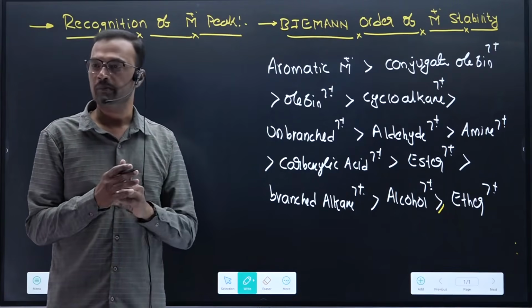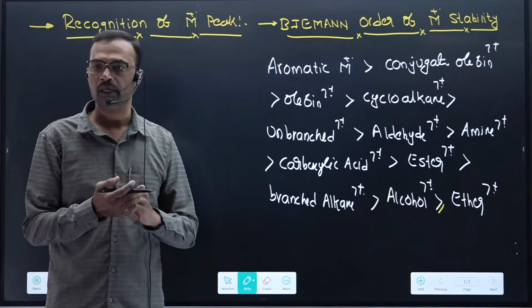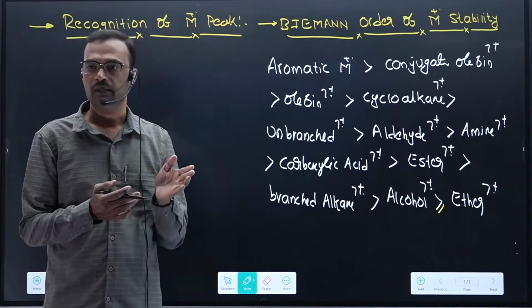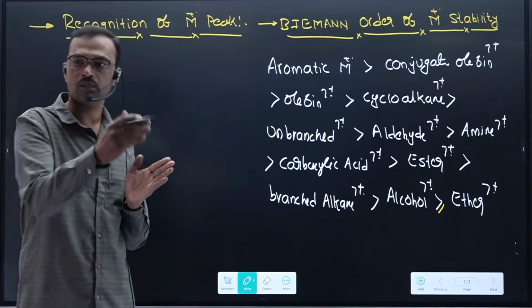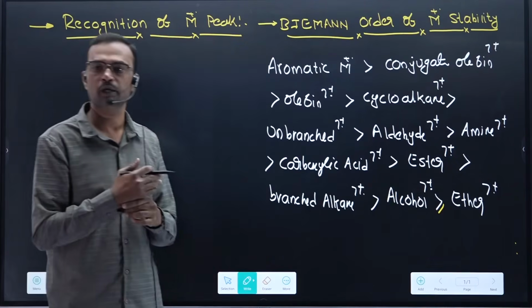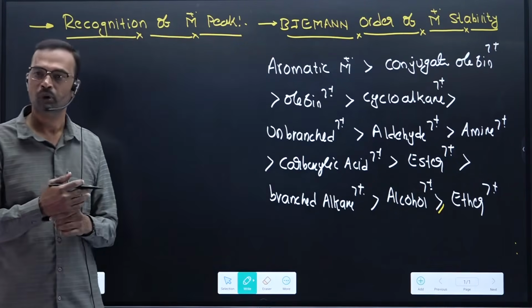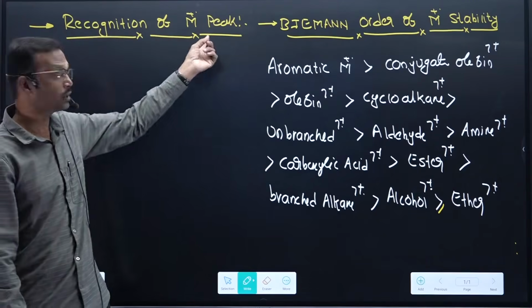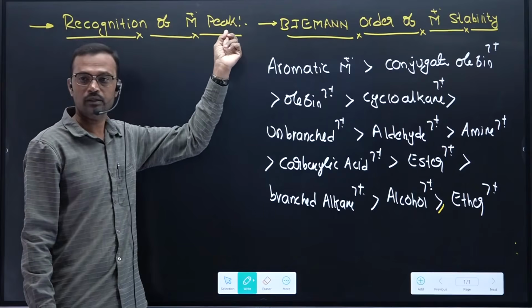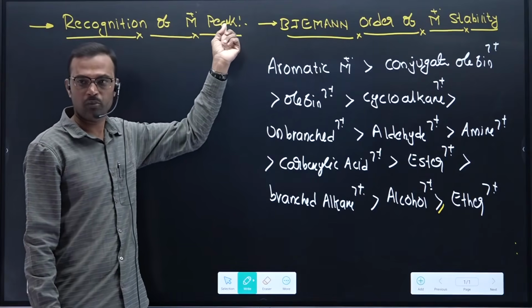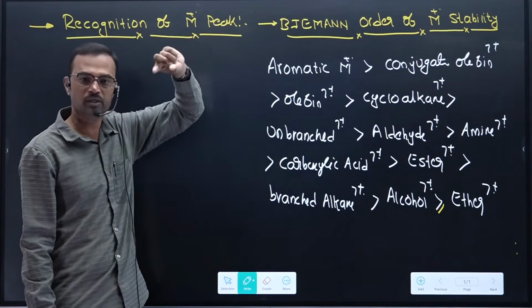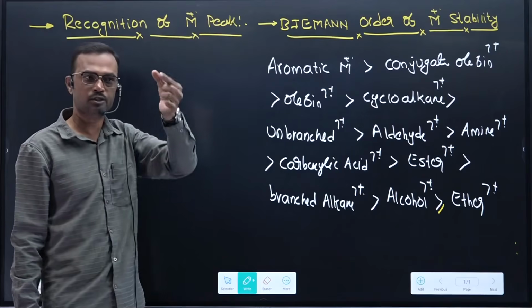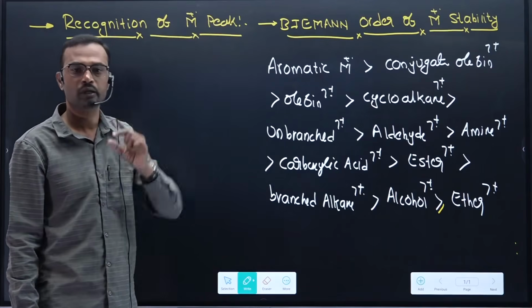So the molecular ion peak is, in mass spectrometry, the peak which appears at last. That peak most commonly behaves as the molecular ion peak. So the molecular ion peak intensity depends upon which one? Stability of the molecular ion. If the molecular ion is more stable, the peak intensity is very high. If the molecular ion stability decreases, the peak intensity also decreases.